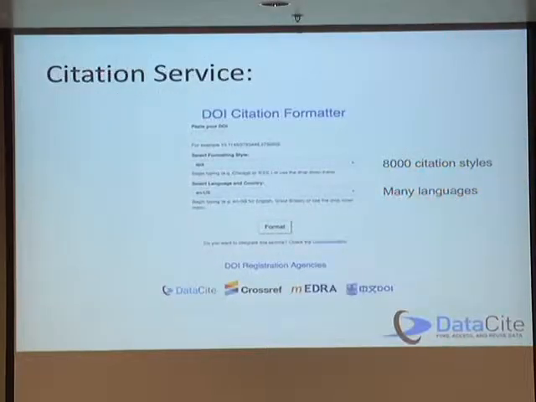Another service that we have is something called the DOI Citation Formatter. When you submit something to a journal and you want to figure out how you should cite your data set, you can enter your DOI in there, and there's a drop-down list of over 8,000 citation styles, and it'll pull up the format, so you're sure that you're in line with what that particular journal wants.